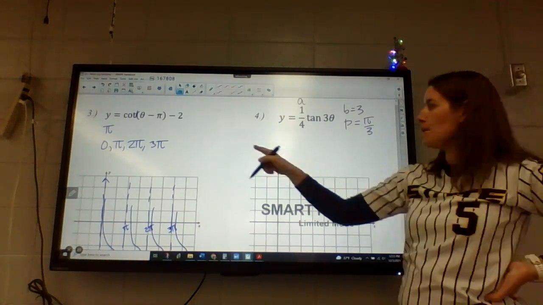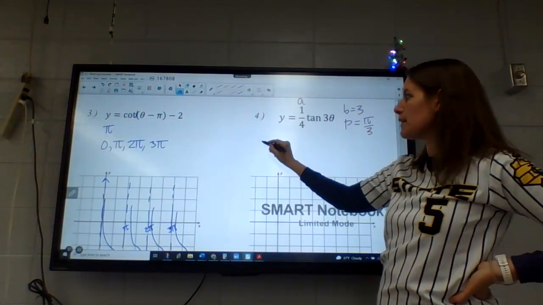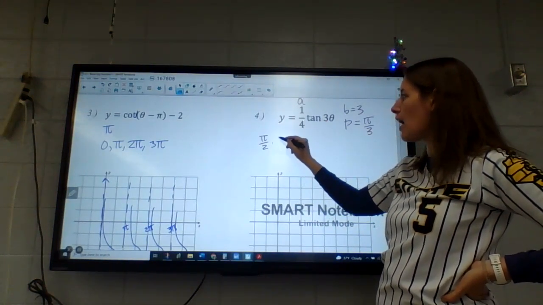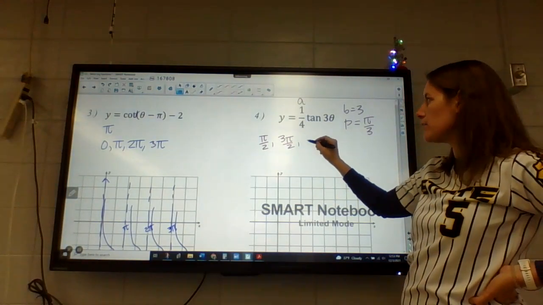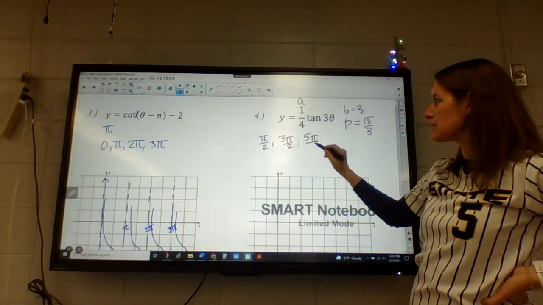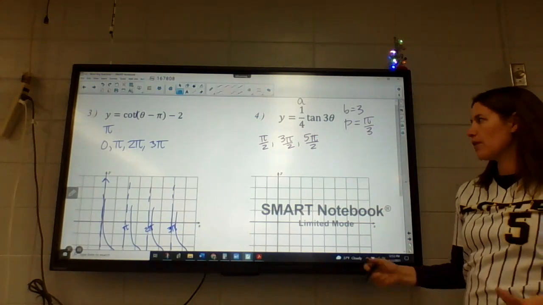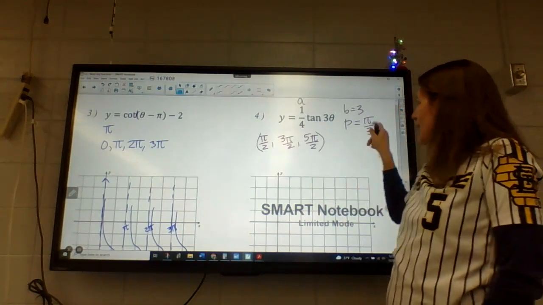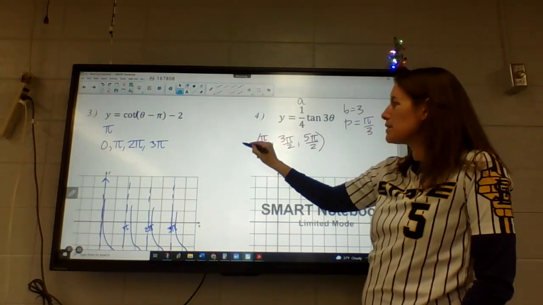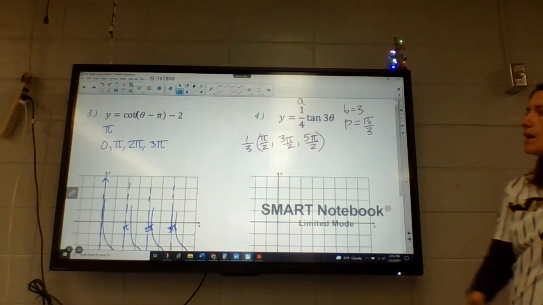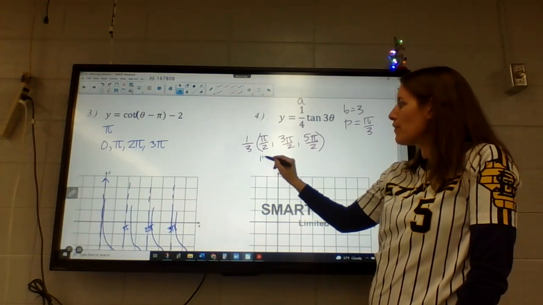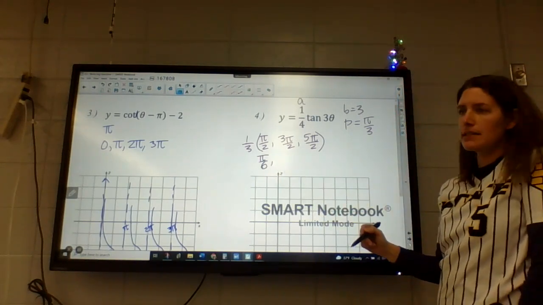Now that means that we have to change the asymptotes. Typically the asymptotes for tangent are at the halves. And this does require you guys being okay with some fractions, and I know that's not everybody's favorite thing. So what I have to do is, not doing the pi, I'm just multiplying these all by a third. So a third of pi over 2 is pi over 6. That's going to be my first asymptote.